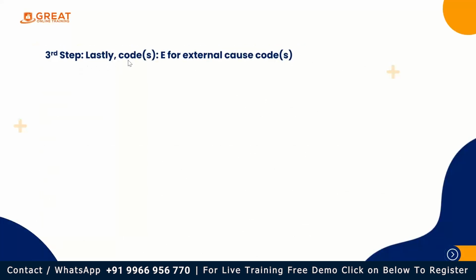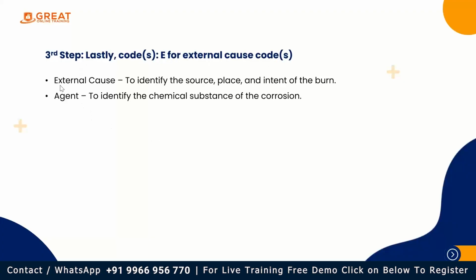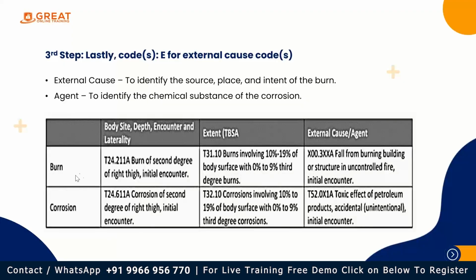Lastly, code for E for external cause. External cause to identify the source, place, and intent of the burn. Or if agent is present, you have to code that agent also to identify chemical substance of the corrosion. If this information is given to you, or in your examination, if they ask you to code this cause or agent, in that case you have to use the codes for external cause and agent. So this is how coding of burn and corrosion will look.